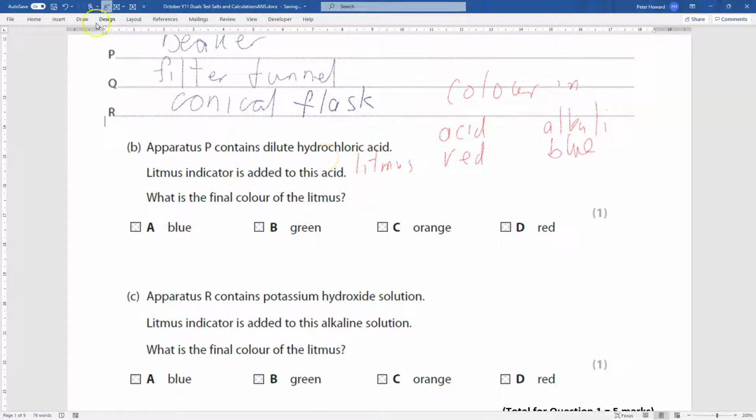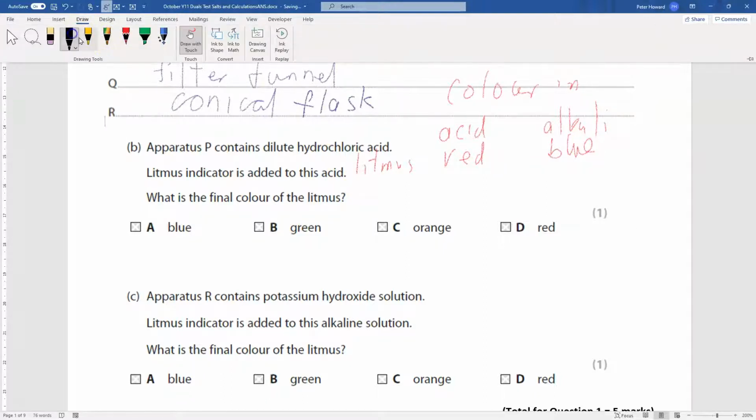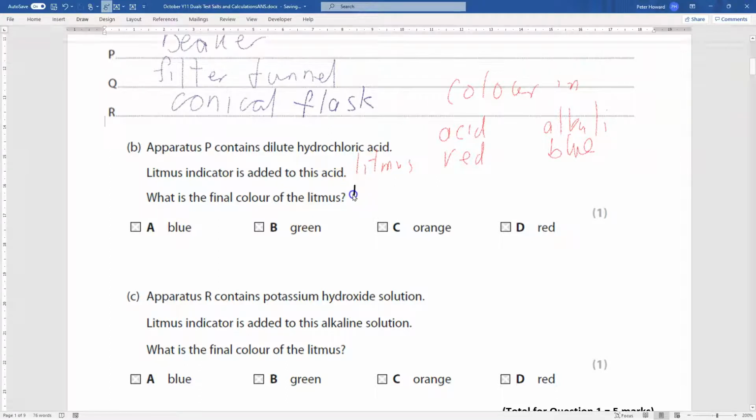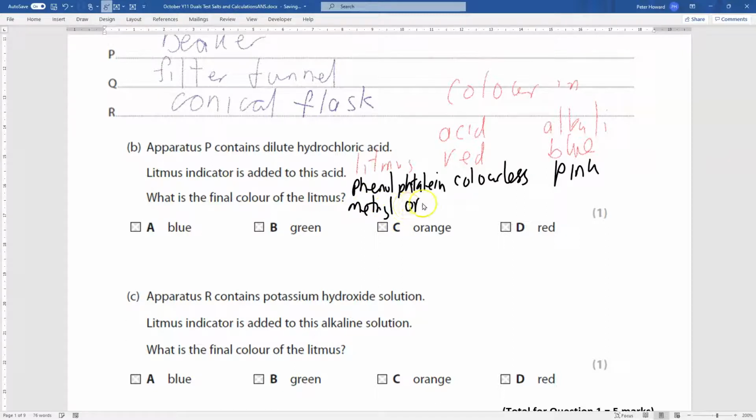Then we did phenolphthalein, and you'll never be expected to spell it. You'll just have to learn it. It's colourless in acid and pink in alkaline solutions. The other one we have is methyl orange, which is red in acidic solutions and yellow in alkaline solutions.